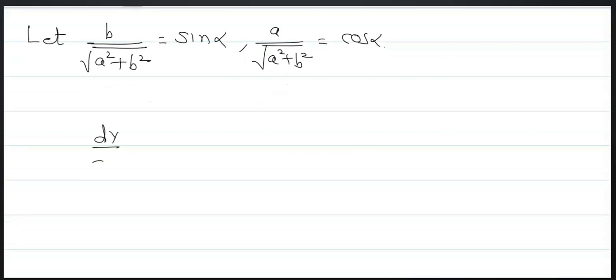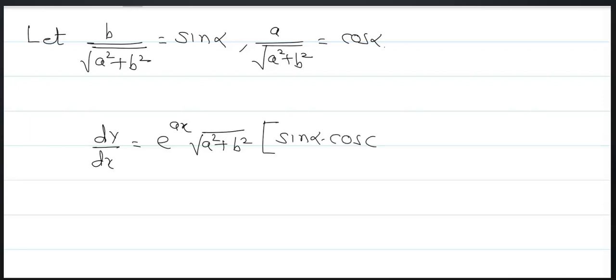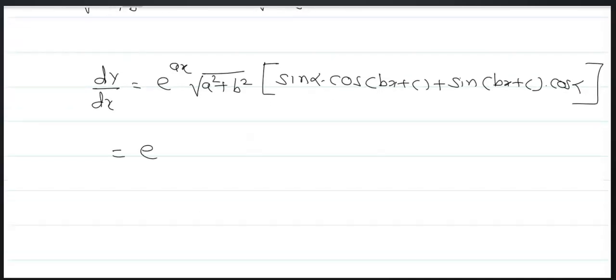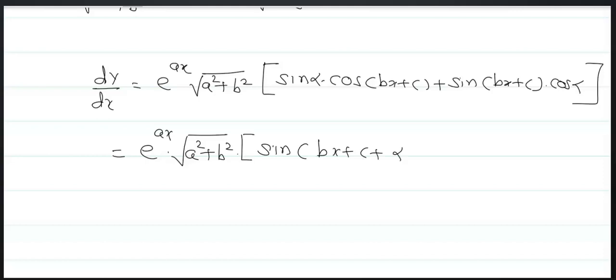And therefore this whole term can be written as dy by dx is equal to e raised to x root of a square plus b square, in bracket sin alpha into cos of bx plus c plus sin of bx plus c into cos alpha. Therefore, e raised to x root of a square plus b square times this is the expansion of sin of alpha plus bx plus c, that is bx plus c plus alpha.